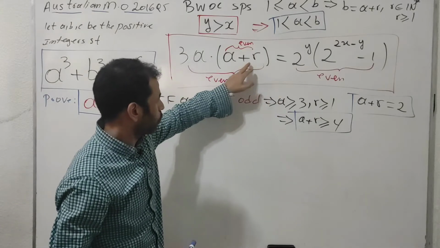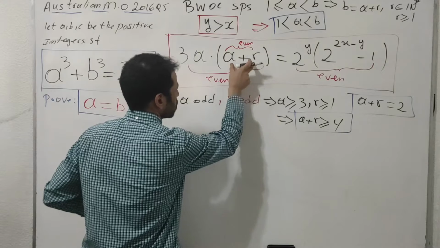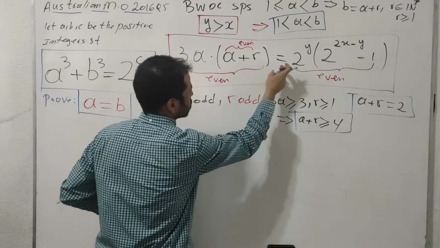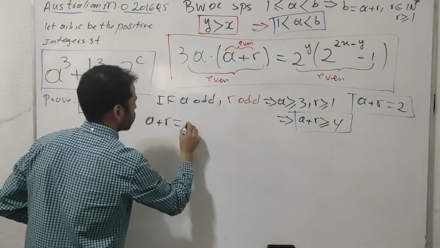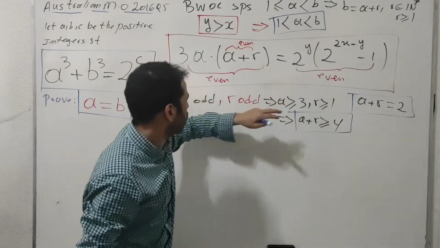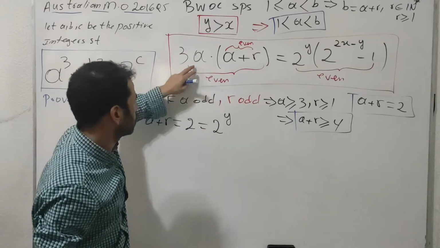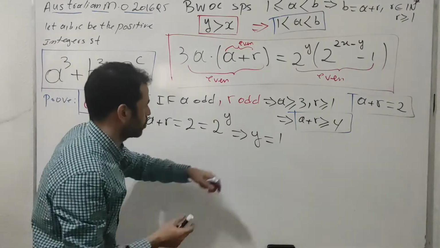So I'm going to look for contradiction number 2 in the same way. Since a plus r equals 2, that means it equals this term. So a plus r equals 2 and at the same time equals 2 to the y. We are matching the numbers of this equation. This one is telling us y is taking the number 1 here.